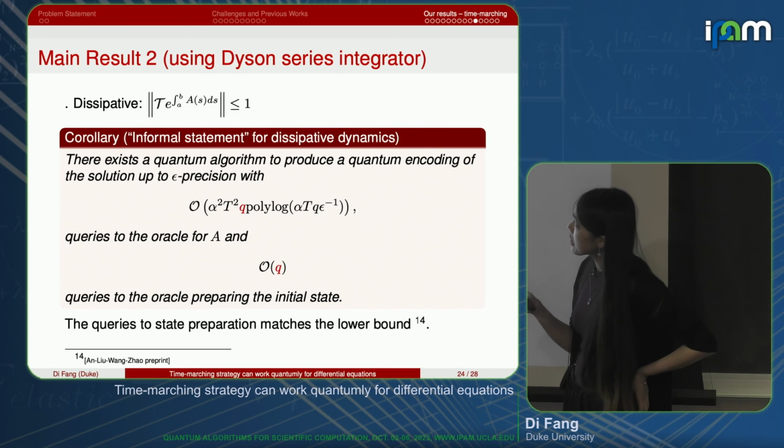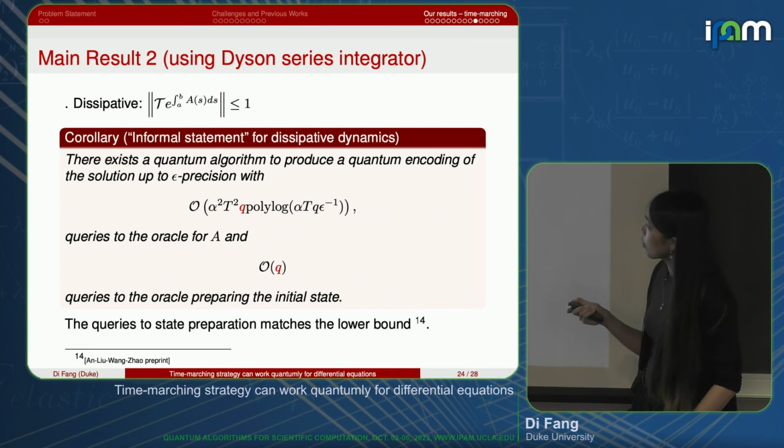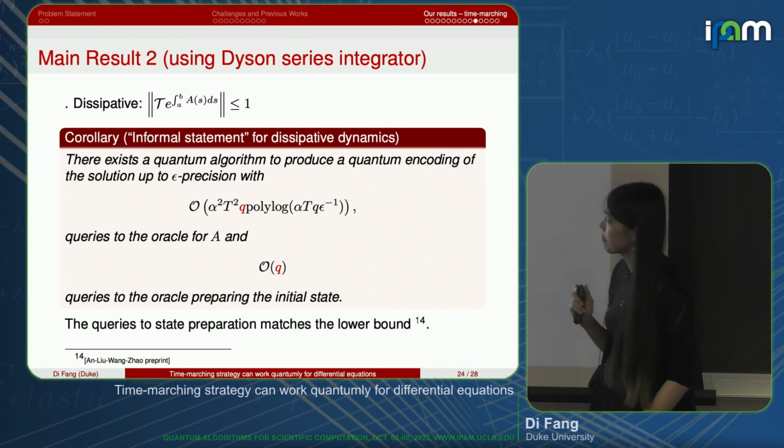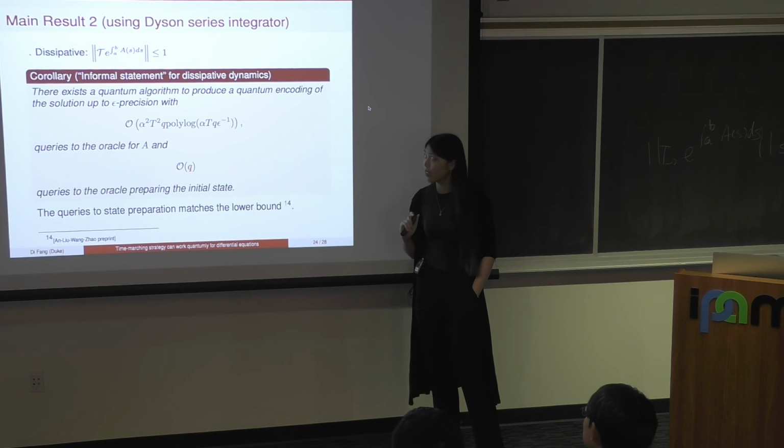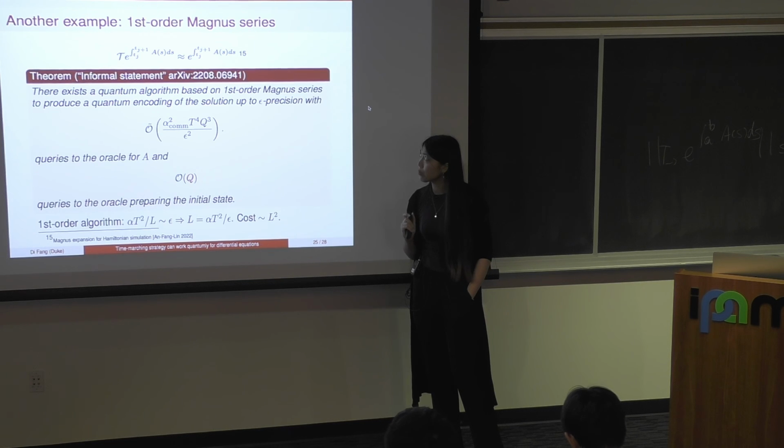And then in the dissipative case, suppose this is bounded by 1, which is a sufficient condition for dissipative. Correspondingly, the cost will become a lower case of Q. And we have seen this morning, in this very nice paper, that this matches the theoretical lower bound if you indeed have this case. All right, so this is for the high order integrator if you want to use it.